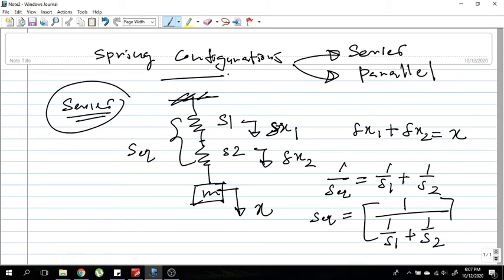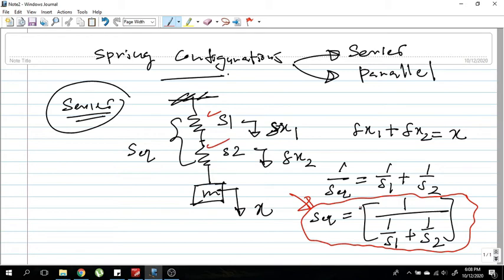So this is the method to find the equivalent stiffness value when there are two springs. If there are more than two springs, then you can use the same method to find the equivalent stiffness value. Let's take a look at parallel configuration.